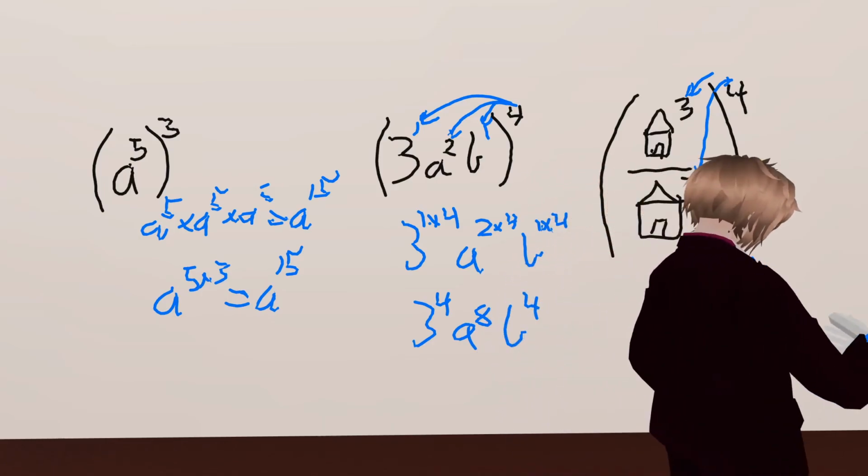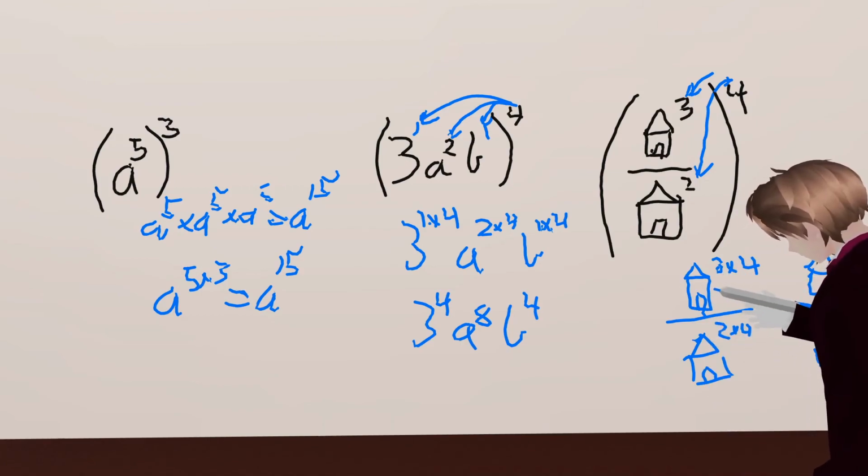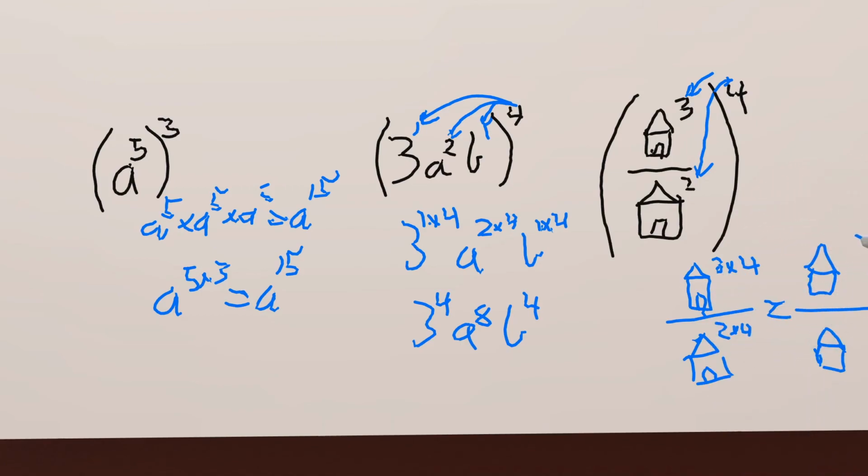So this is just equal to house to the power of 12 divided by house to the power of 8, which, if we use the previous index rules, 12 take away 8 is 4. So the answer is house to the power of 4, which we've run out of space, so I'm going to do it down here. So this just ends up equaling house to the power of 4.